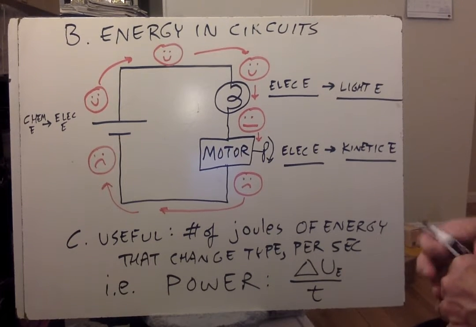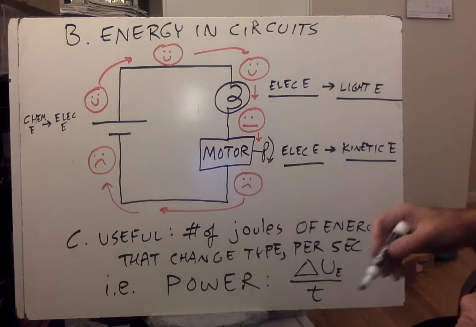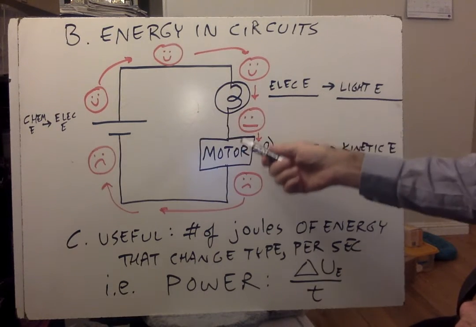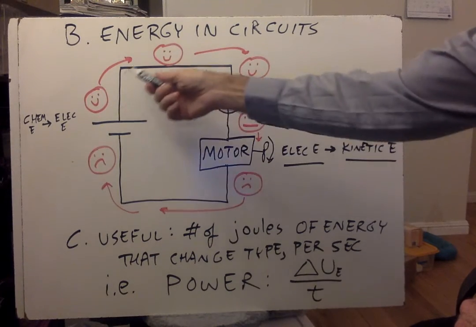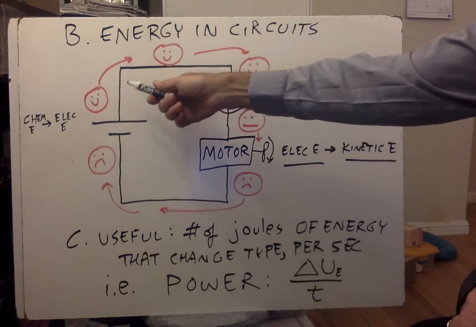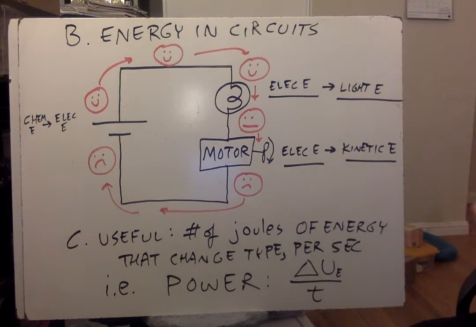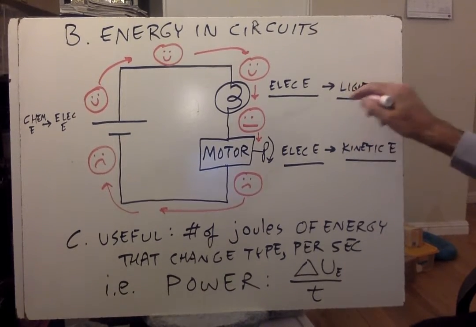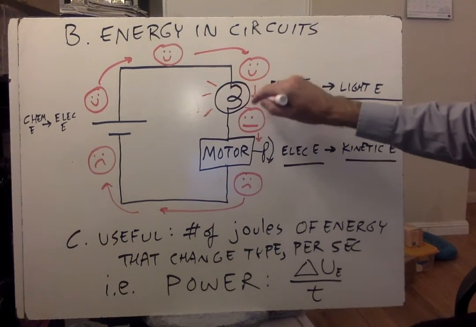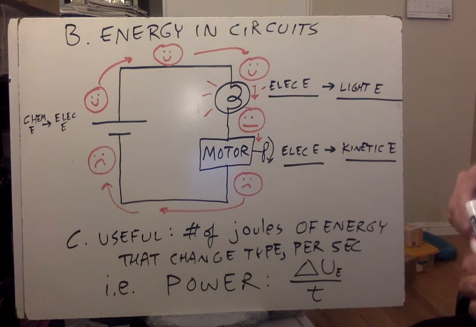Now recall this as well, the idea of energy in circuits and what's going on with the energy in a circuit. Here's a simple circuit with a battery, a light bulb, and a motor. Each circle represents a charge, a coulomb of charge. And when they come out of the battery, they're smiling because they have a lot of electric energy. They go through the light bulb, and as they go through the light bulb, the charges lose some of their energy, but it doesn't disappear. It changes into light energy that comes off the light. So that's the energy transfer, the energy change in the light bulb, electric to light.